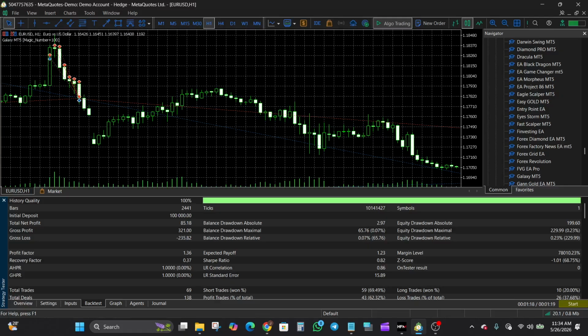Okay, but my overall takeaway here is that Galaxy EA is positioned as a fully automated plug and play trading system designed for simplicity and constant market engagement across multiple instruments. But like any system, it is still important to test it properly over longer periods and optimize it before considering live deployment.